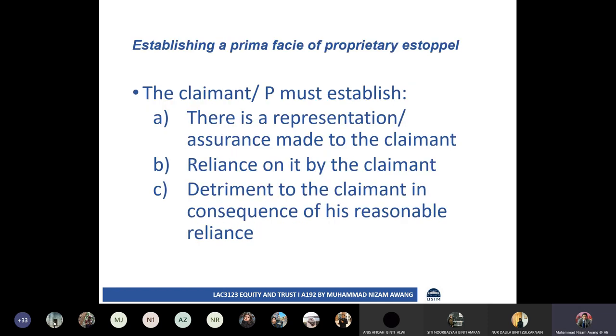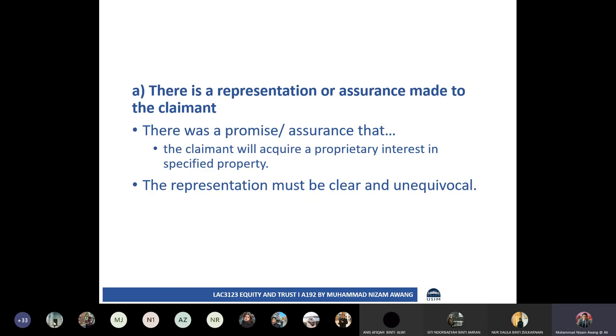Right, so these are the detailed elements. Number one, there must be a representation or assurance made to the claimant. Number two, there must be reliance. Number three, there must be detriment to the claimant as a result of the reliance. The first element is that there must be representation or assurance.